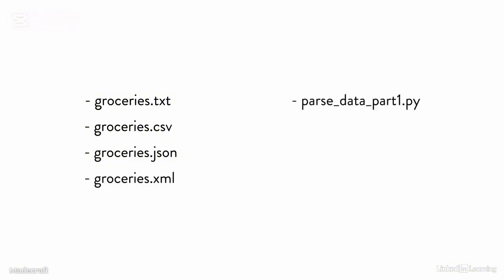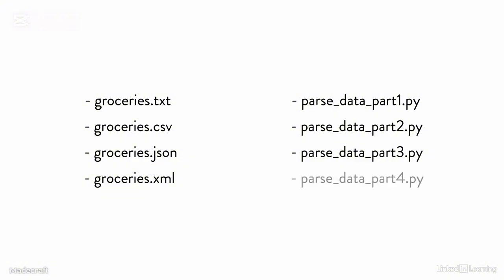From the exercise files folder, there are 8 files that will be referenced in this demonstration. To follow along, open up groceries.txt, groceries.csv, groceries.json, groceries.xml, parse data part1.py, parse data part2.py, parse data part3.py, and parse data part4.py.